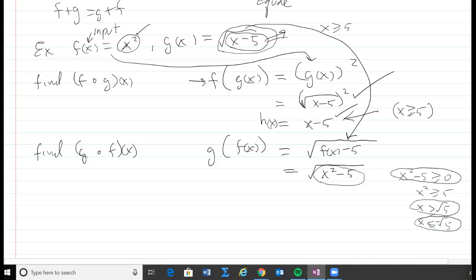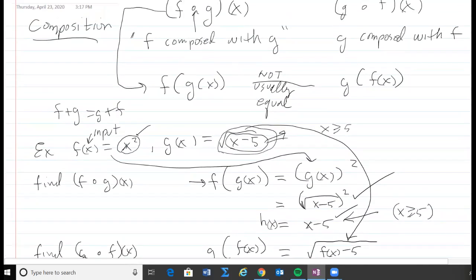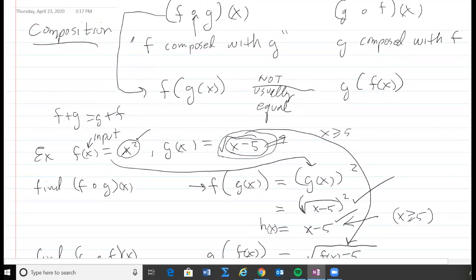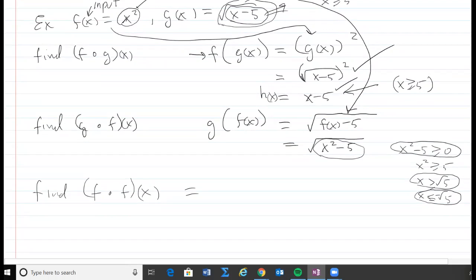Let's see, what else can we do? We can also find, let's say we had to find f of x. I mean, you could do that. So what we're talking about in this case, x squared and root x minus 5. Let's go. Okay, so we got to take an x squared.